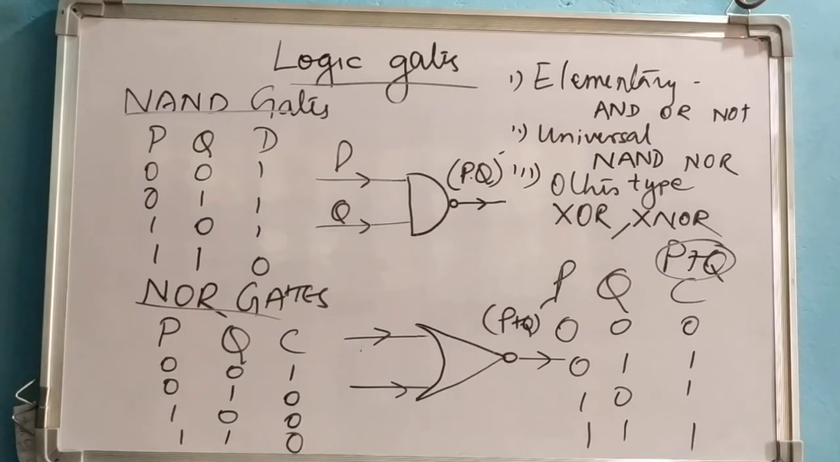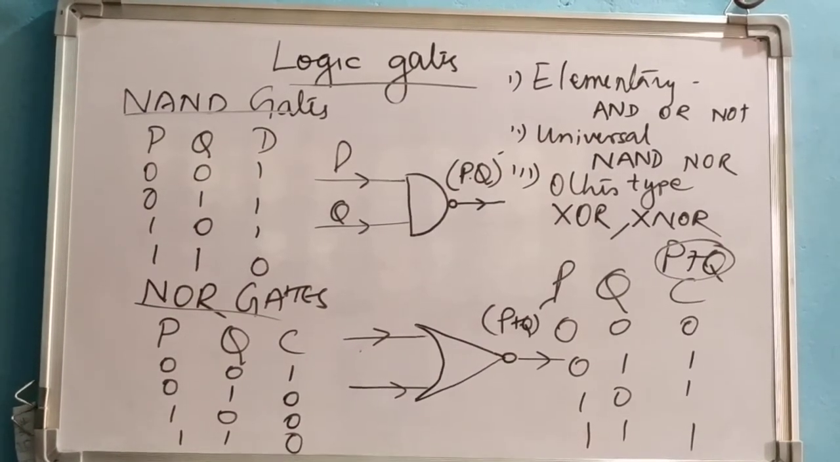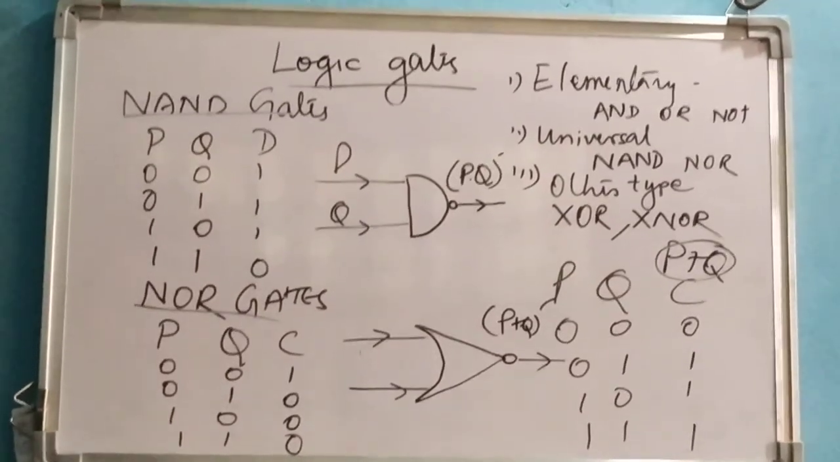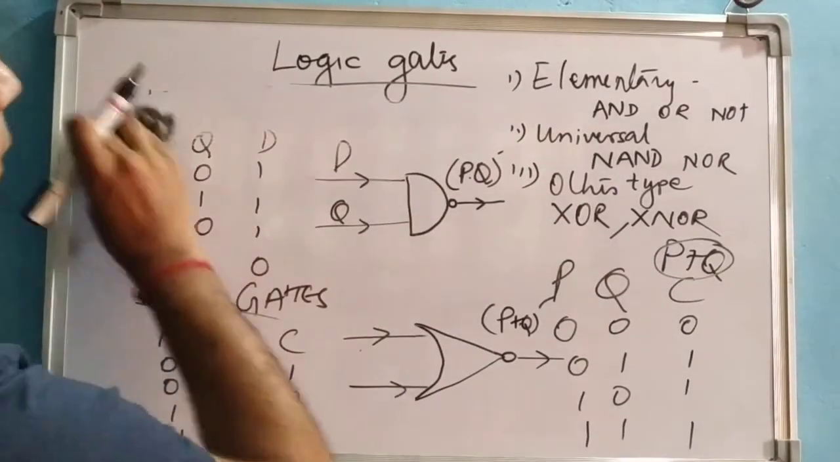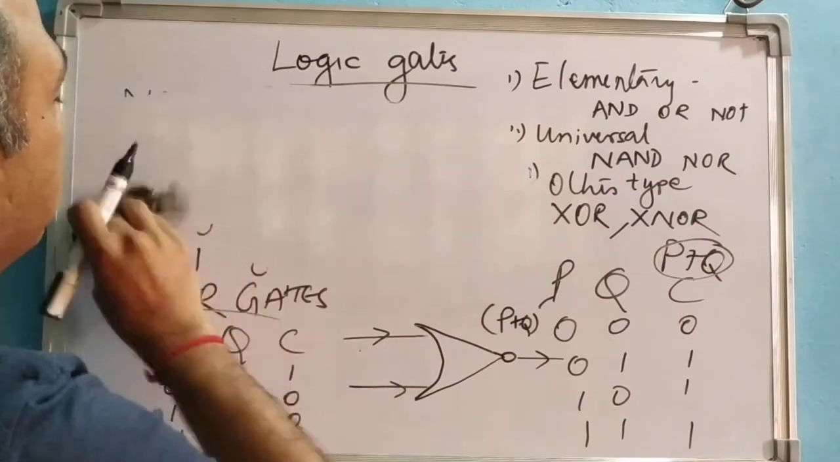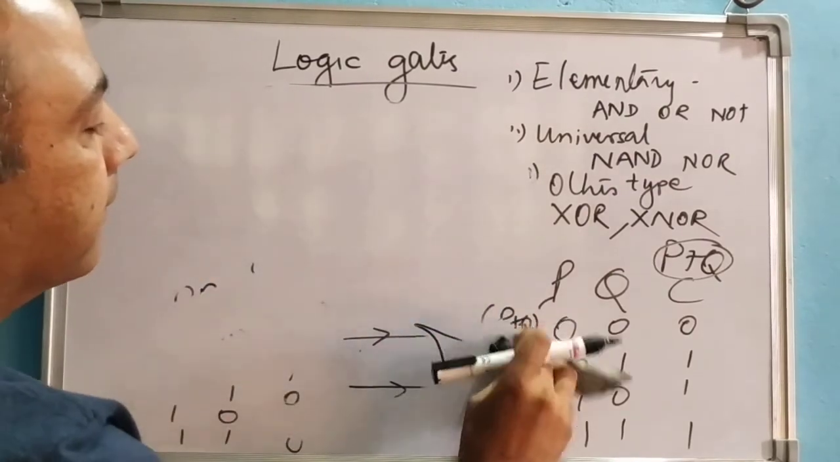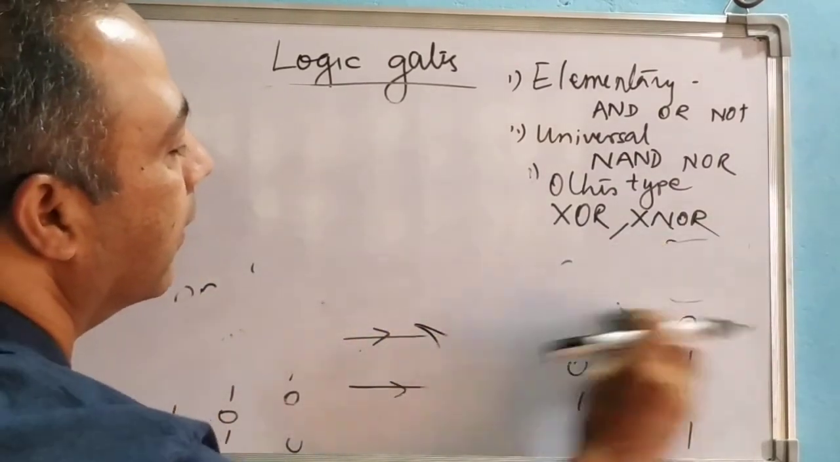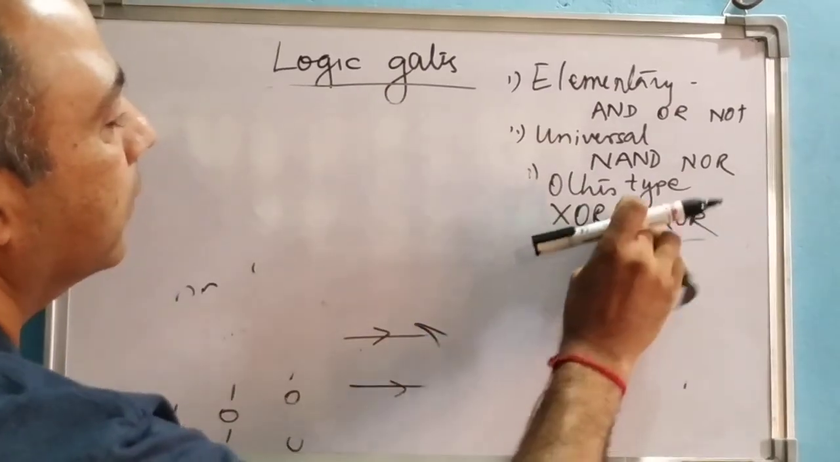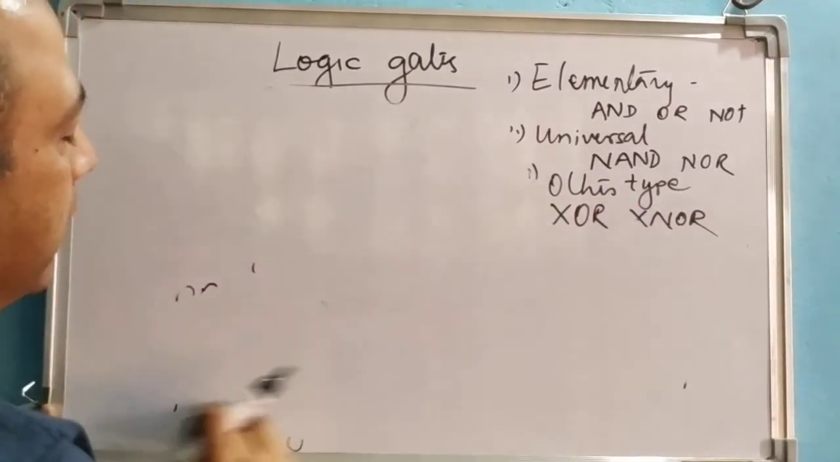Now let us come to the XOR gate. Now let us discuss the XOR gate. There are 2 other types of gates.